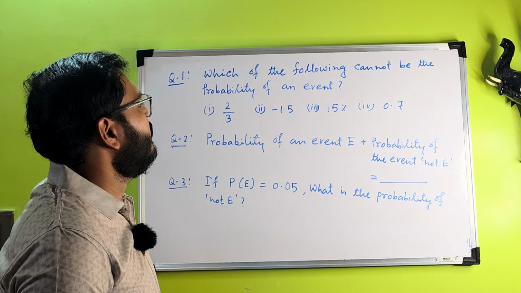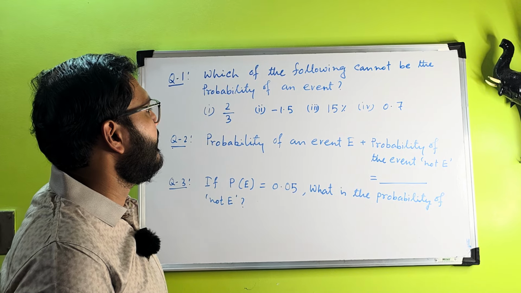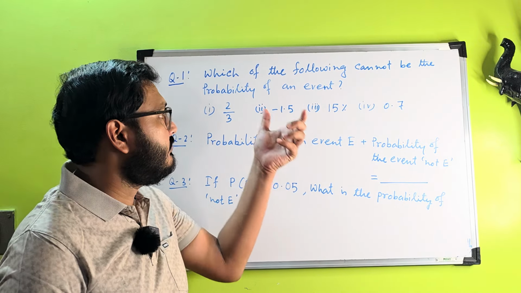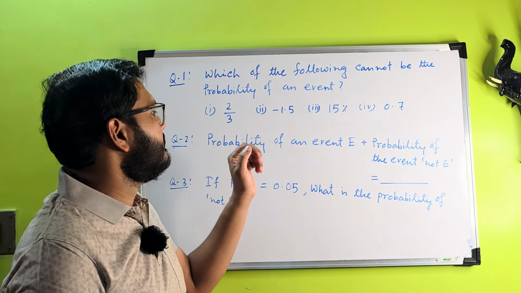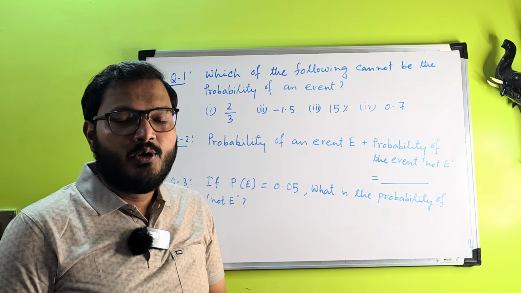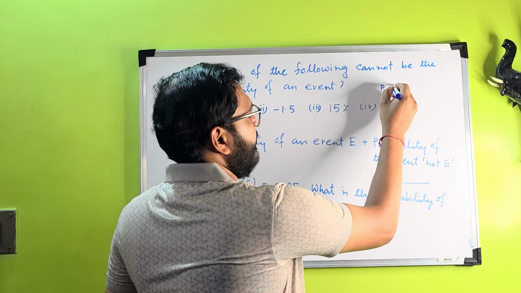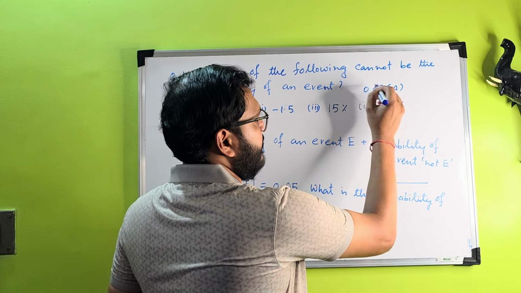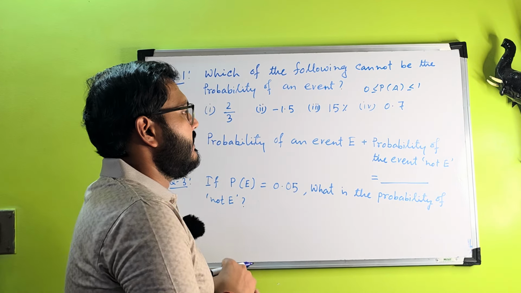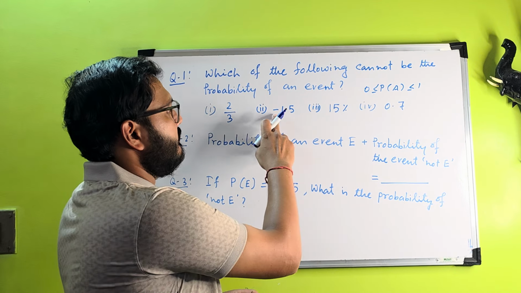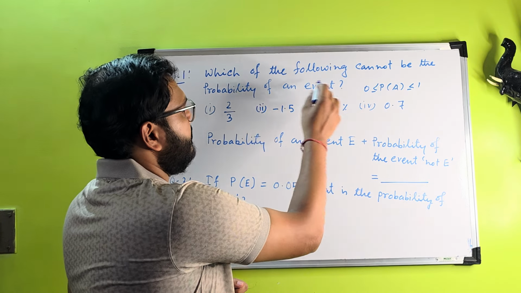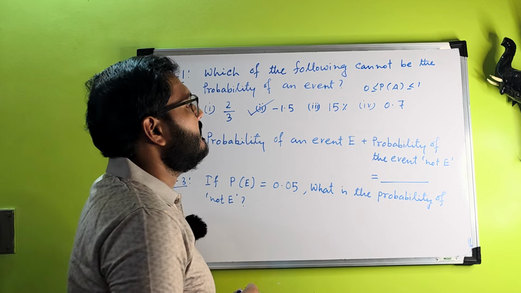The first question: which of the following cannot be the probability of an event? Look at the options. First option is 2 by 3, minus 1.5, 15%, 0.7. We know that the probability of any event always lies between 0 and 1. So one option I am watching is minus 1.5. Probability of any event cannot be negative. So this is the right answer.